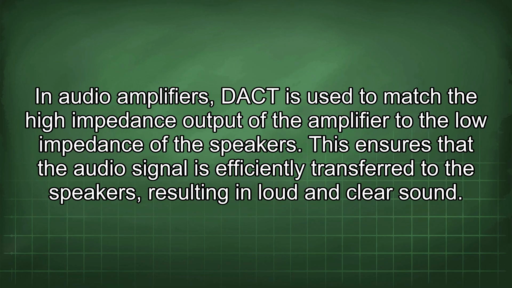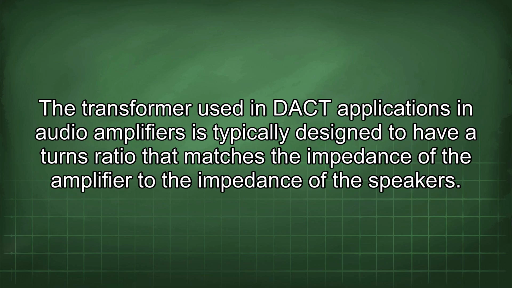In audio amplifiers, DACT is used to match the high impedance output of the amplifier to the low impedance of the speakers. This ensures that the audio signal is efficiently transferred to the speakers, resulting in loud and clear sound. The transformer used in DACT applications in audio amplifiers is typically designed to have a turns ratio that matches the impedance of the amplifier to the impedance of the speakers.